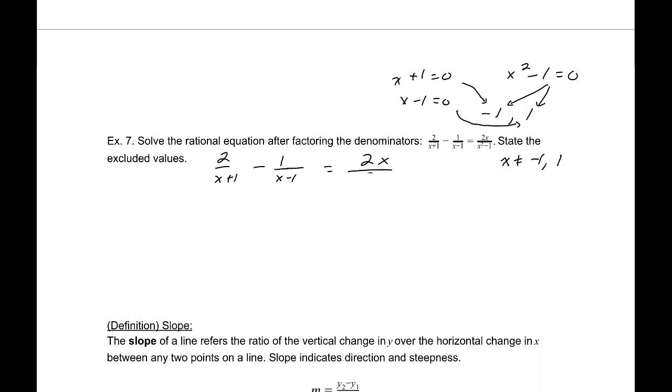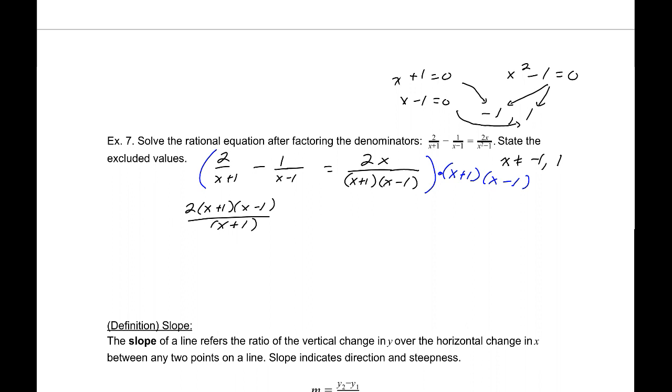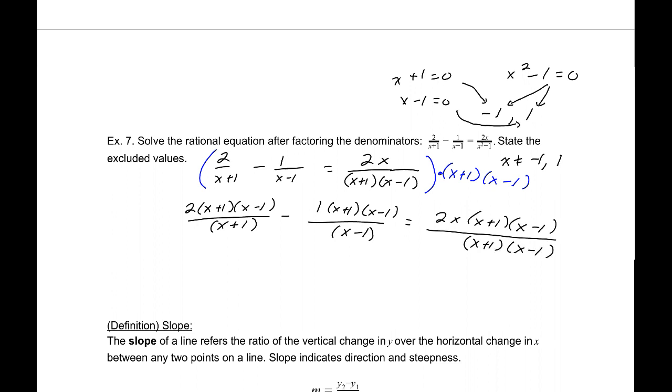I'm going to go ahead and factor this denominator. So that is (x plus 1)(x minus 1). It's a difference of squares. So my least common denominator is going to be (x plus 1)(x minus 1). Alright, so this is going to be 2(x plus 1)(x minus 1) over x plus 1, minus 1(x plus 1)(x minus 1) over x minus 1, equals 2x(x plus 1)(x minus 1) over (x plus 1)(x minus 1).